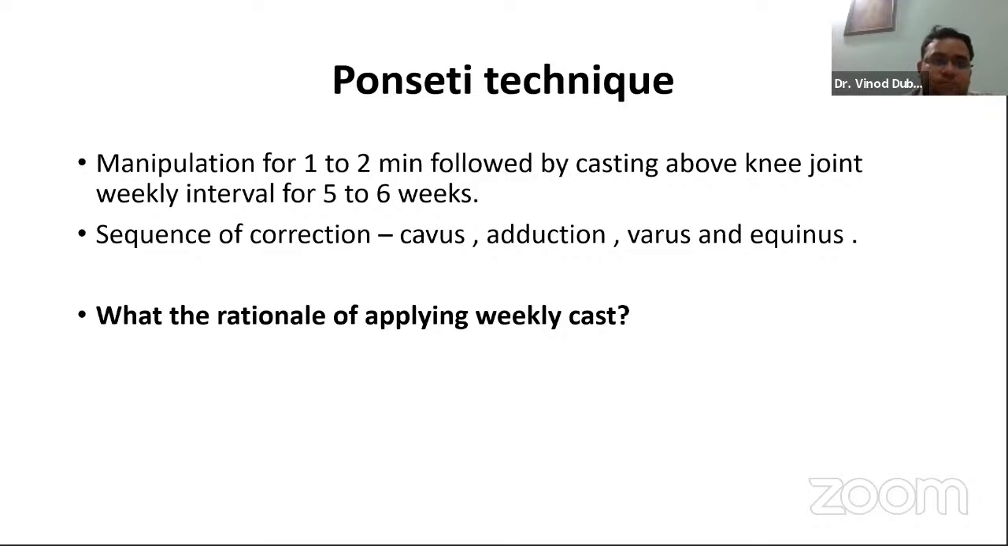So here what he does is manipulation of the feet for 1 to 2 minutes, followed by casting above the knee, and this casting goes on at weekly intervals for 5 to 6 weeks, and then at the end we apply a final cast. If we achieve dorsiflexion, then we can do without tenotomy, and if we do not get dorsiflexion, then the last cast will be after tenotomy. And the sequence of correction will be first cavus, then adduction, then varus, and then equinus.